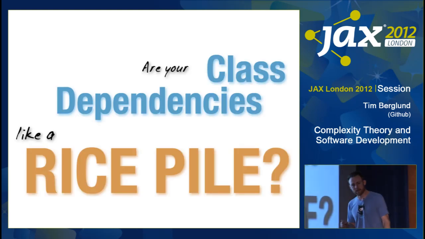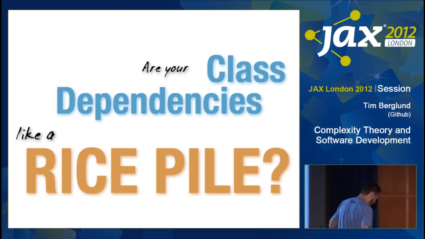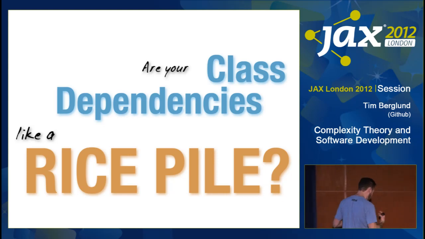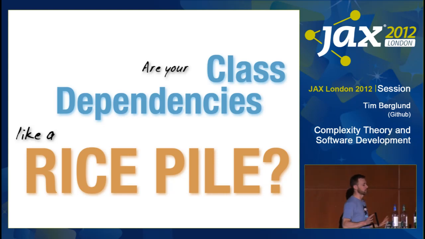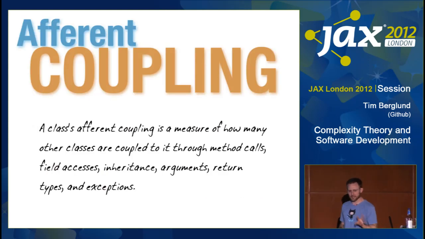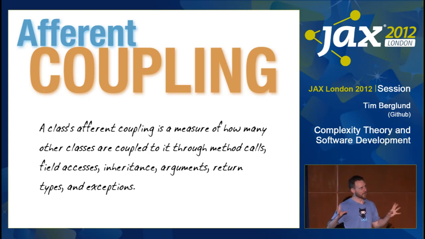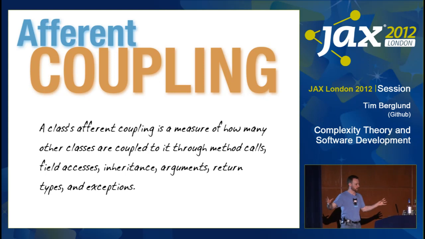Remember the rice pile, and remember criticality, remember the power law distribution of nodes? Well, let's bring that to code. And this is really easy to talk about in Java terms, just because Java is an object-oriented programming language. Afferent coupling. This is a metric I need to introduce you to briefly. Afferent coupling is basically a measure of how important a class is in the code base. How many times is the class imported in the code base? That's basically, in Java terms, what afferent coupling is.